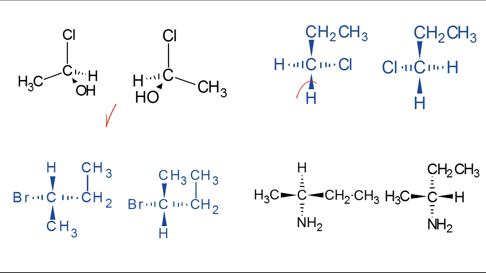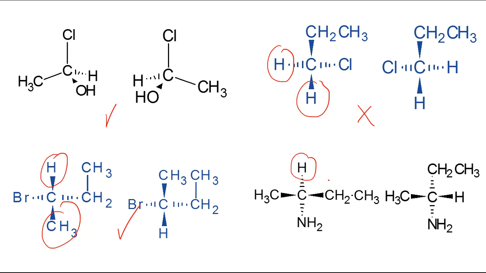These are not enantiomers, because remember, enantiomers must have a chiral carbon with 4 different groups, and this one has got 2 hydrogens. So these are not enantiomers. These are enantiomers because I have swapped the hydrogen and the methyl, and I've kept the bromine and the ethyl the same. And these are enantiomers because here I've swapped the hydrogen and the ethyl. So I've swapped that pair around, and I've kept the others the same.